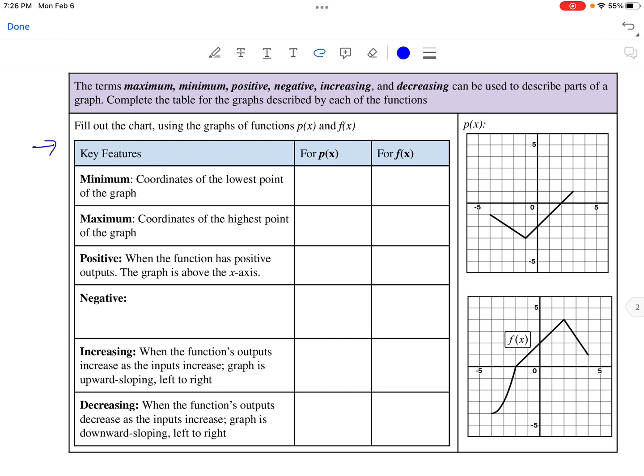Okay, and then the last piece is describing functions. We have these different terms to describe a function. So let's fill out this chart. We have 2 different functions here that we're going to describe. The minimum for a function is the coordinates of the lowest point of the graph. So for p of x, the lowest point is right here. Those coordinates are -1, comma, -3. For f of x, the minimum, this is the lowest point here. Those coordinates are -4, comma, -4.